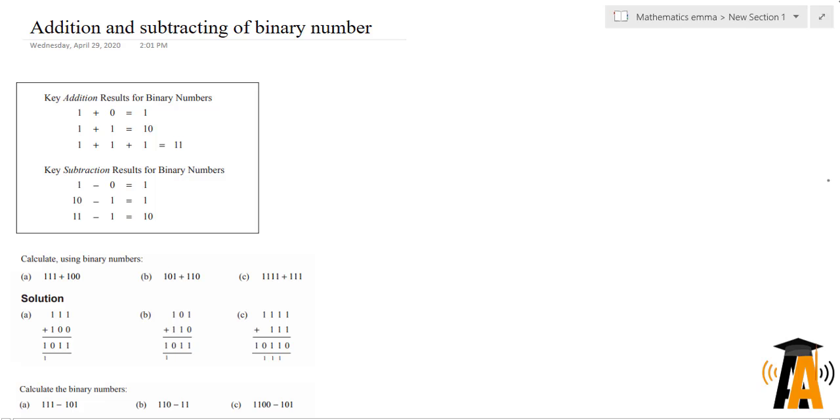So let's look at the addition and subtraction of binary quickly. Now we have some rules for the addition. Let's take note of this, very, very important. Addition results for binary numbers: 1 plus 0 is 1. 1 plus 1 is 10, that's in base 2 or binary. 1 plus 1 plus 1 is 11 in binary. Now the same key applies for subtraction also. We have 1 minus 0, which in binary is 1. 10 minus 1 is 1. And 11 minus 1 is 10.